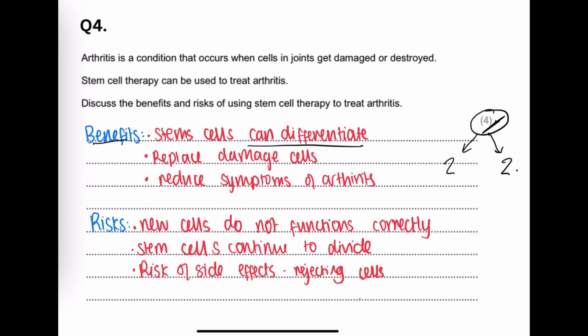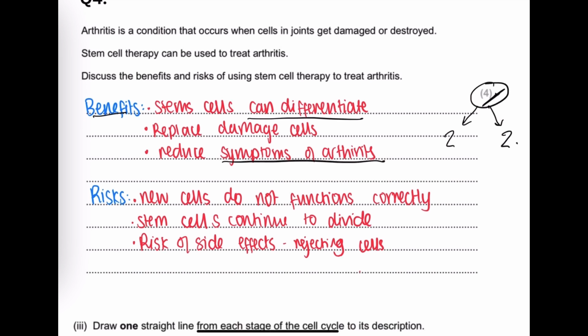This means it can replace any damaged cell, no matter what type of damaged cell it is. It could be a red blood cell, it could be a skin cell. So this also reduces the symptoms of arthritis since it's able to replace all those damaged cells. What are the risks? The risk is that some of the new cells might not function correctly.